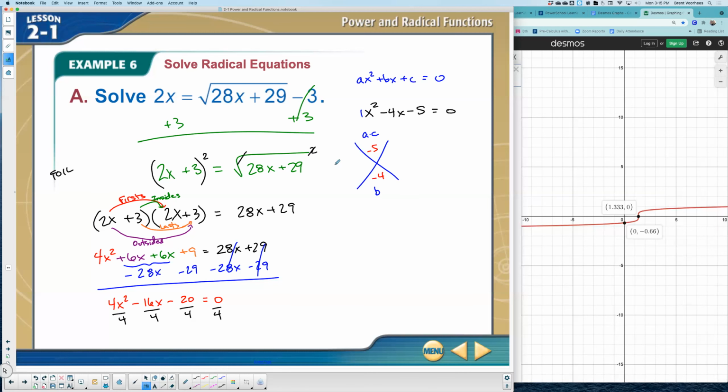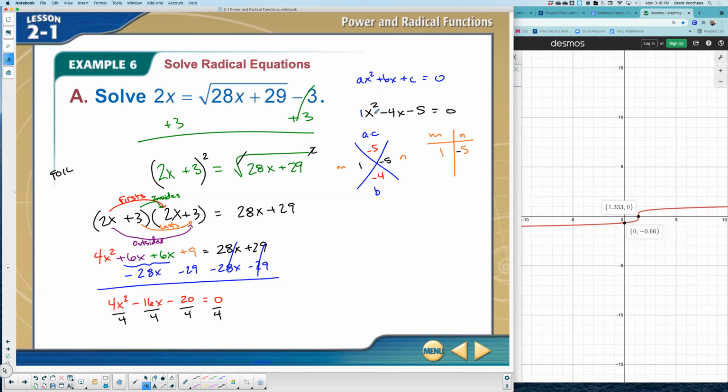When we went over this earlier this year, I gave you a little t-chart to help you out if you struggle with coming up with numbers. The only factors of 5 are 1 and 5, so this one's really easy. I got to get a -4, so the way to get a -4 is 1 minus 5. That's going to be my numbers, 1 and -5.